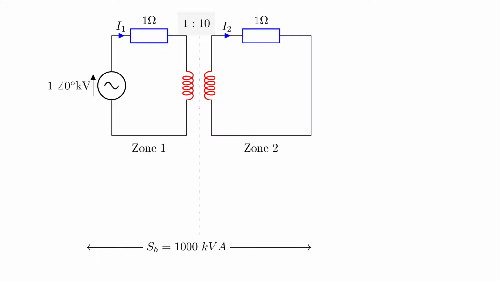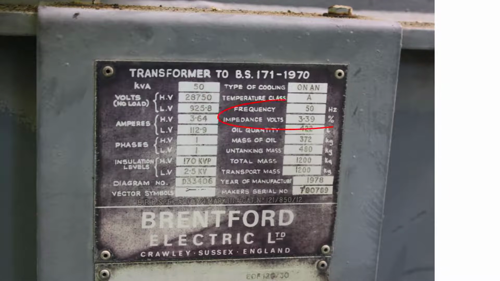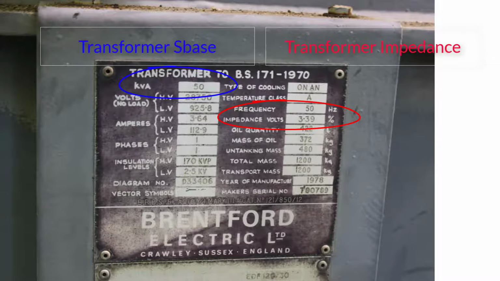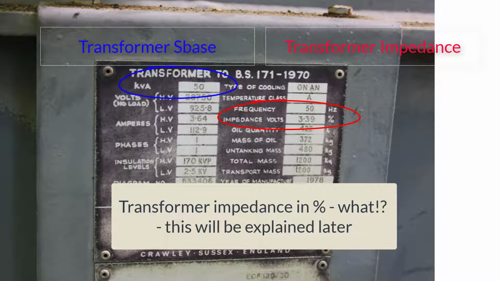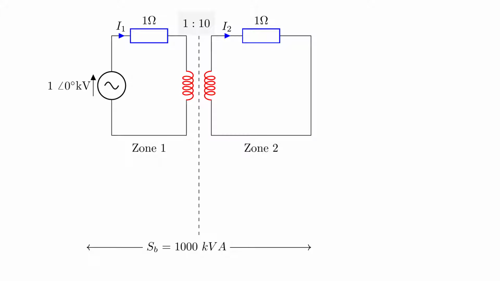Firstly, if the transformer has an impedance, and in these first examples we're assuming that they do not, i.e. they just step up and down the voltage and current without introducing any of its own impedance into the system, but if they did, choosing an S-base that matches the transformer S-base simplifies the process of converting this to per unit. And in a later example, we'll see exactly why this is the case.